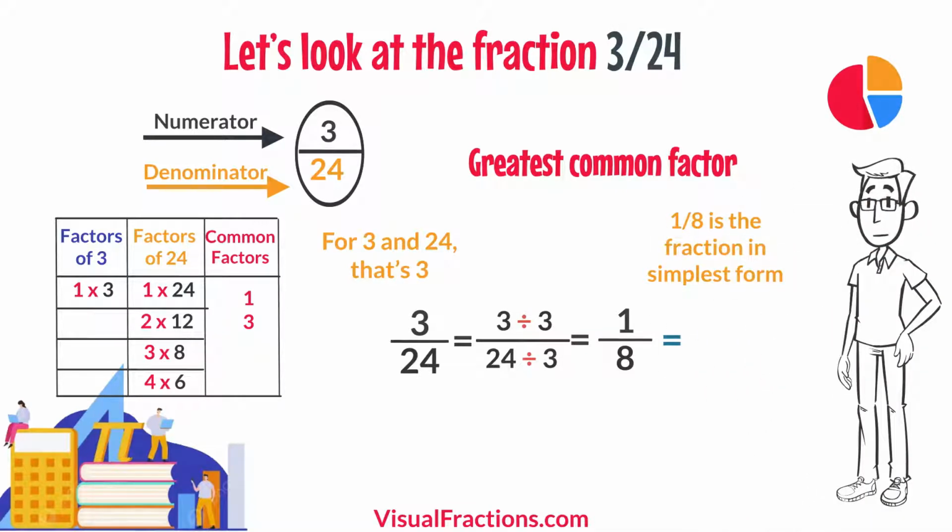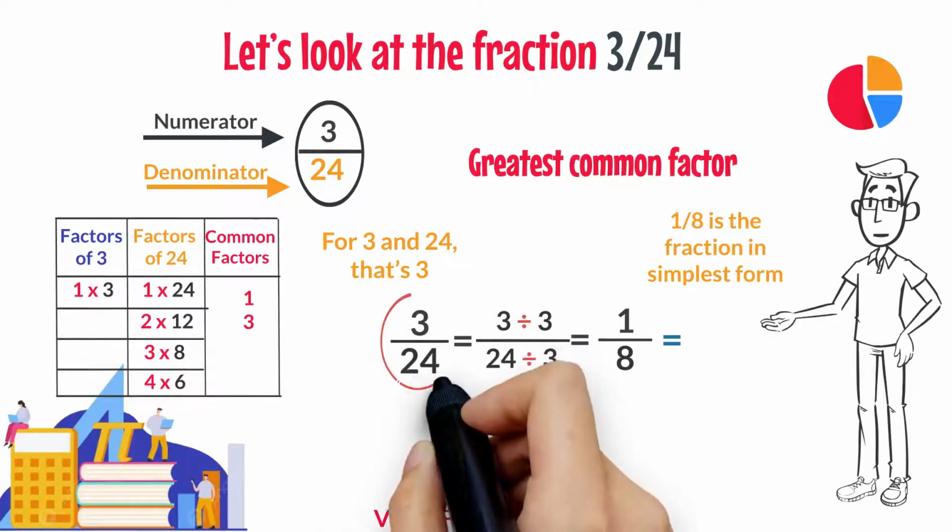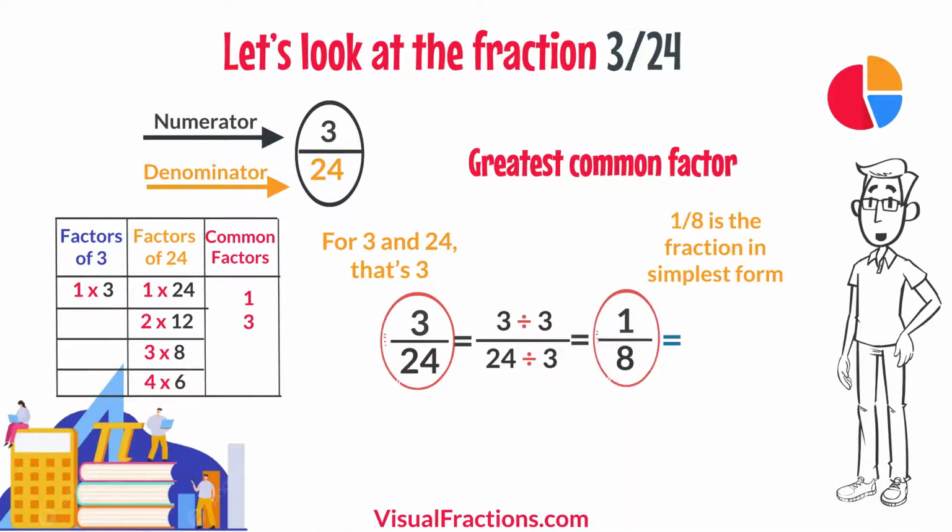It's important to note that both the original fraction 3/24 and the simplified fraction 1/8 have the same decimal value, which is 0.125. This shows that although their appearance may change, their value remains consistent.